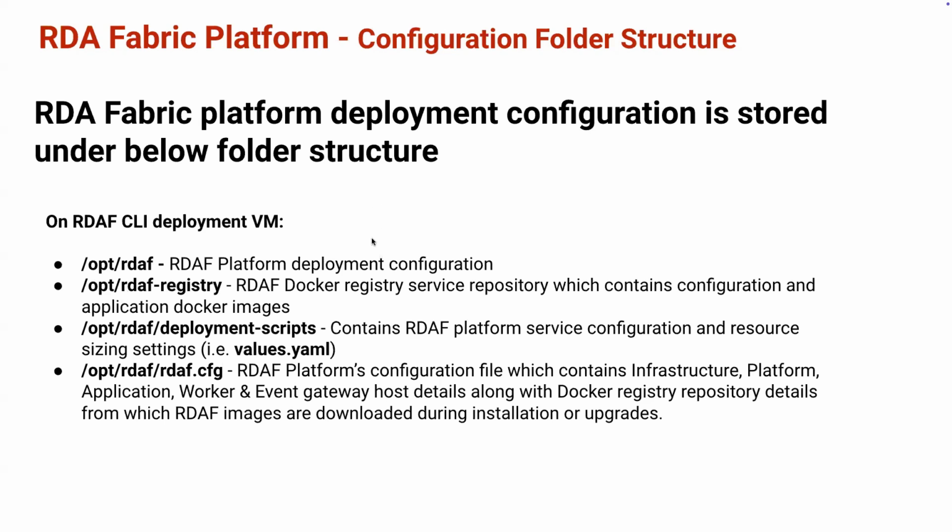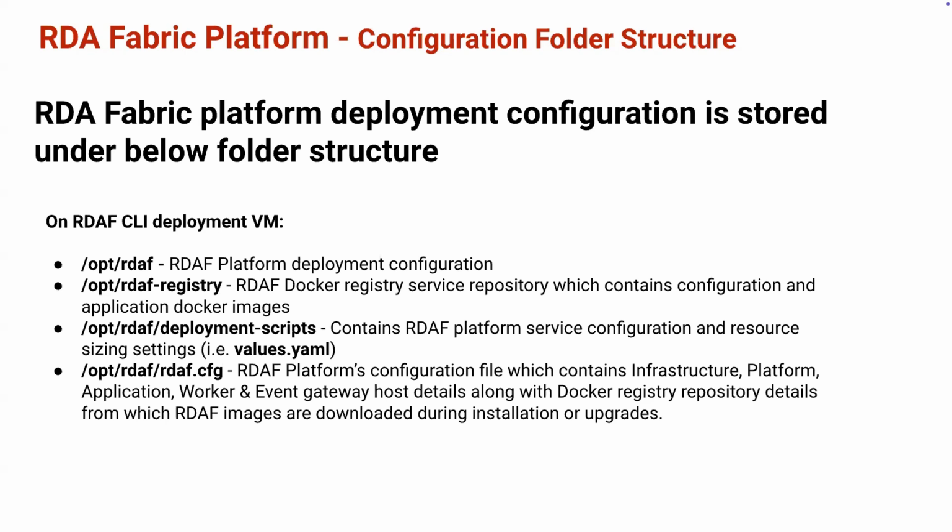So /opt/rdaf is the main parent folder, which keeps track of the configuration files of our RDAF Fabric platform. And when we deploy the local Docker registry repository service, it uses /opt/rdaf-registry. This is the folder under which it downloads and pre-stages all the Docker container images. It also has the information about the cloud Docker repository credentials and the access points.